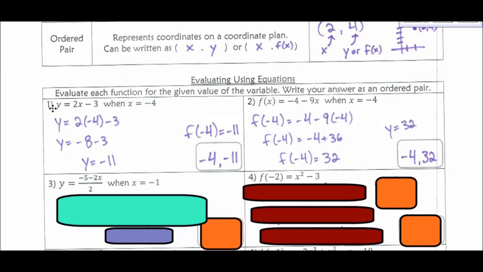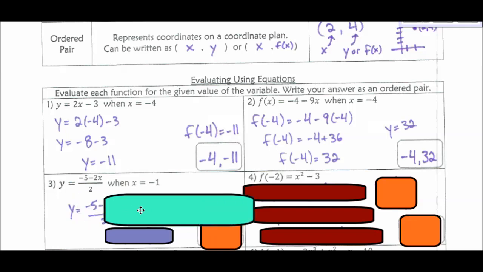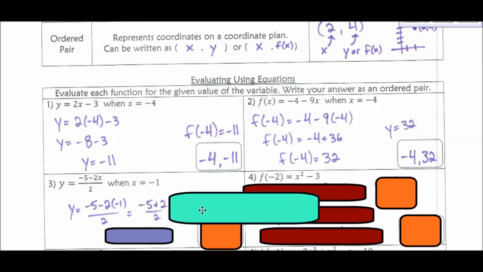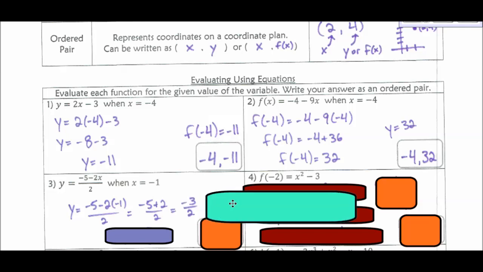Next one's written like the first one. We have x is negative 1, and y is that expression. So I'm substituting in negative 1 for x in parentheses. Just putting that negative 1 in there. I'm going to multiply negative 2 times negative 1. That's a positive 2, so I write that as a plus 2. And then negative 5 plus 2 is negative 3.